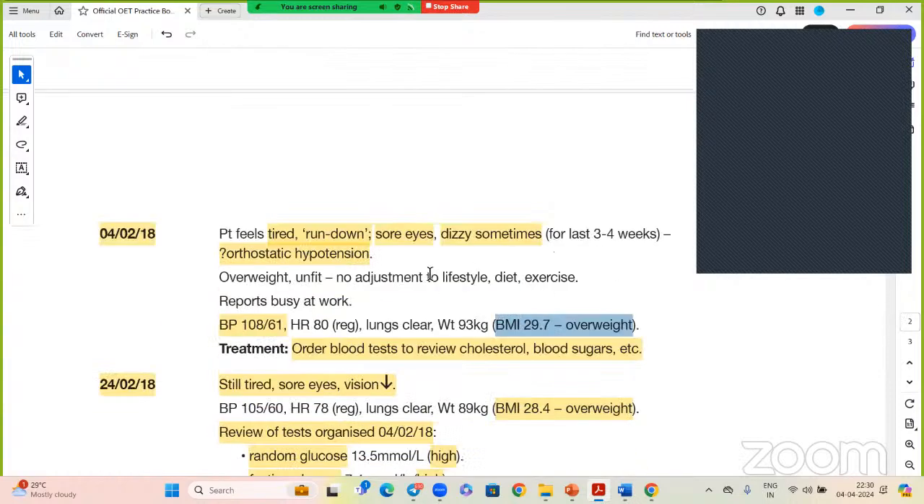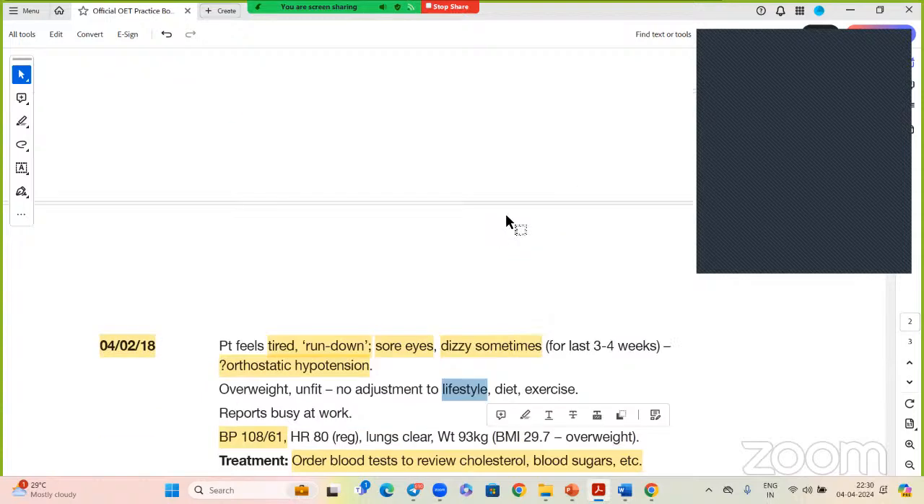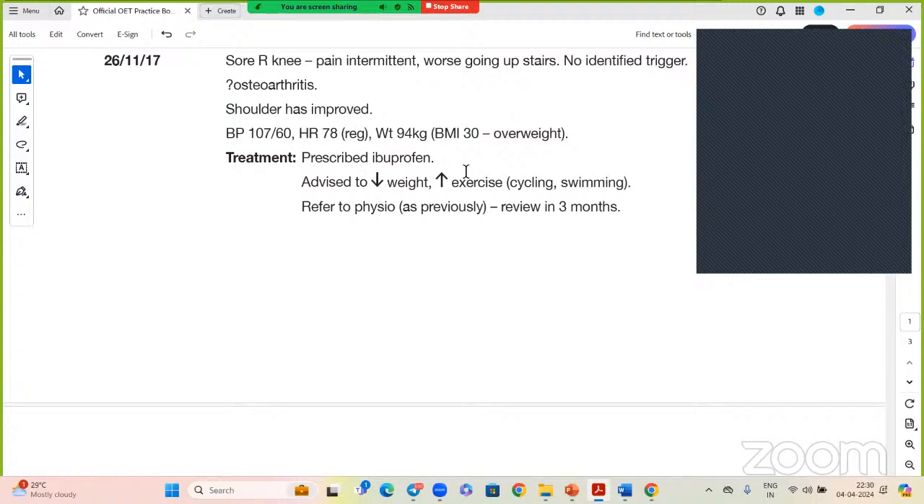No adjustment to lifestyle. What is his lifestyle? No diet, no exercise. Nothing. So no adjustment. He did not make any changes to the lifestyle. And why is he getting this one? So, overweight. So exercise, cycling and swimming are recommended.